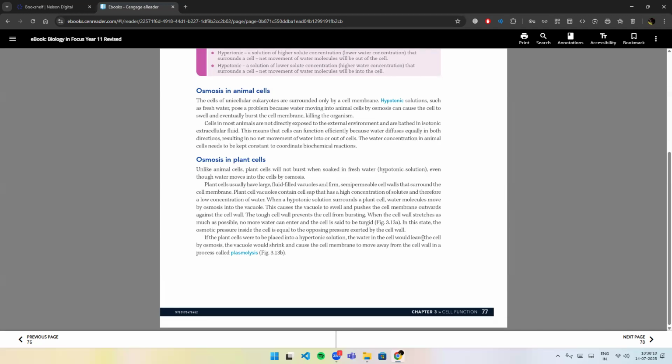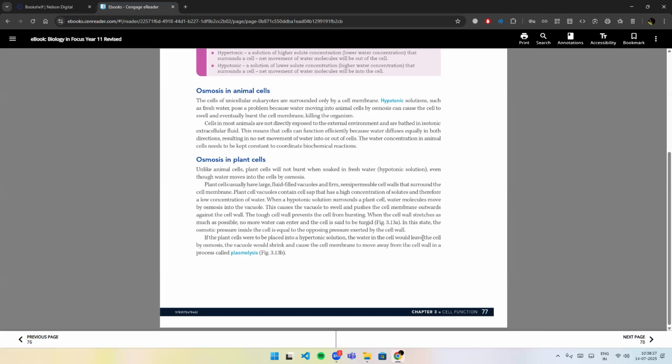Osmosis in animal cells. The cells of unicellular eukaryotes are surrounded only by a cell membrane. Hypotonic solutions such as fresh water pose a problem because water moving into animal cells by osmosis can cause the cell to swell and eventually burst the cell membrane, killing the organism.